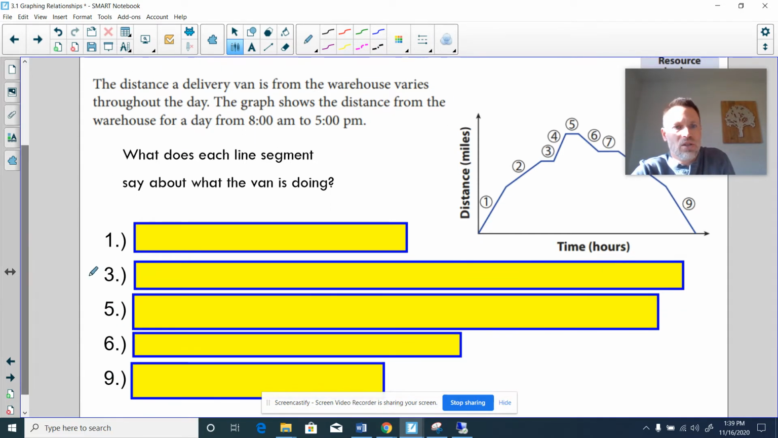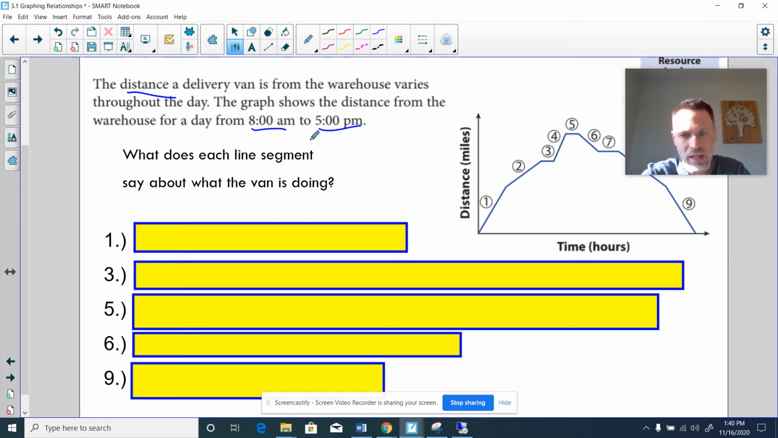All right. So we have a graph here that we have to interpret the meaning of, okay? The delivery van's distance from the warehouse varies throughout the day. The graph shows the distance from the warehouse from 8 o'clock in the morning till 5 o'clock at night. So on our x-axis here, we have time in hours. This would represent that 8 a.m. time, and this would represent that 5 p.m. time. And in between, we have distance that is measured on the y-axis, right?